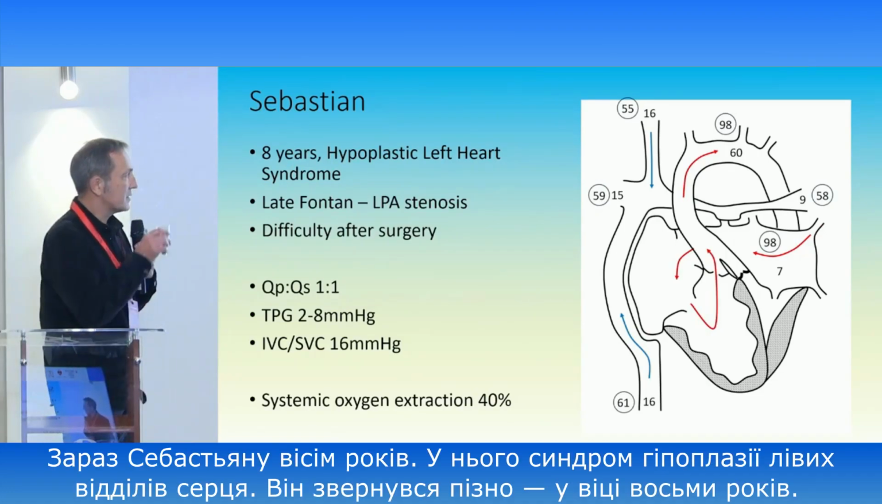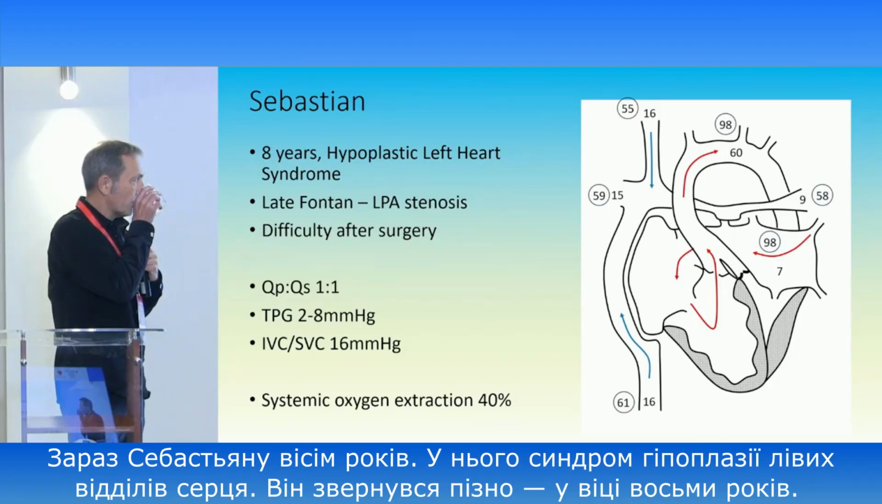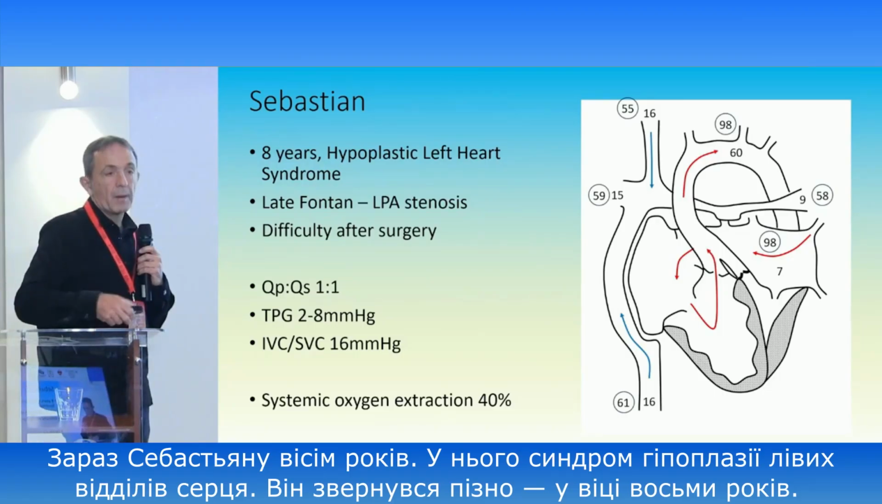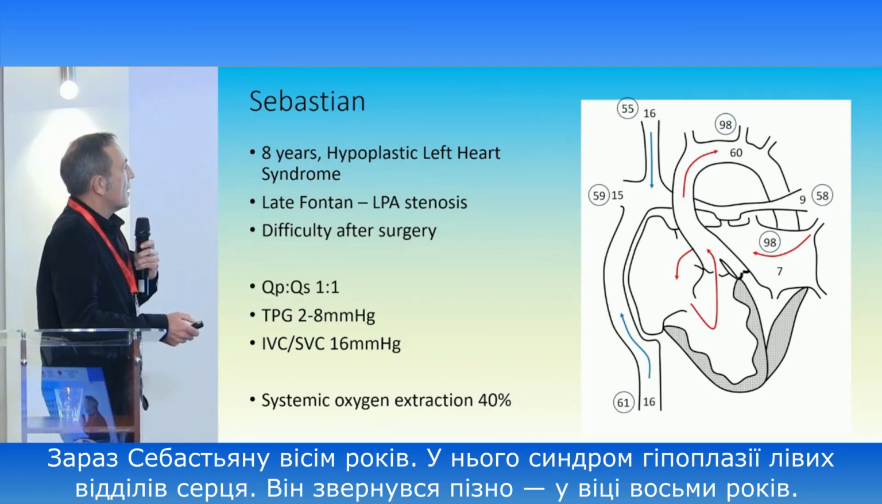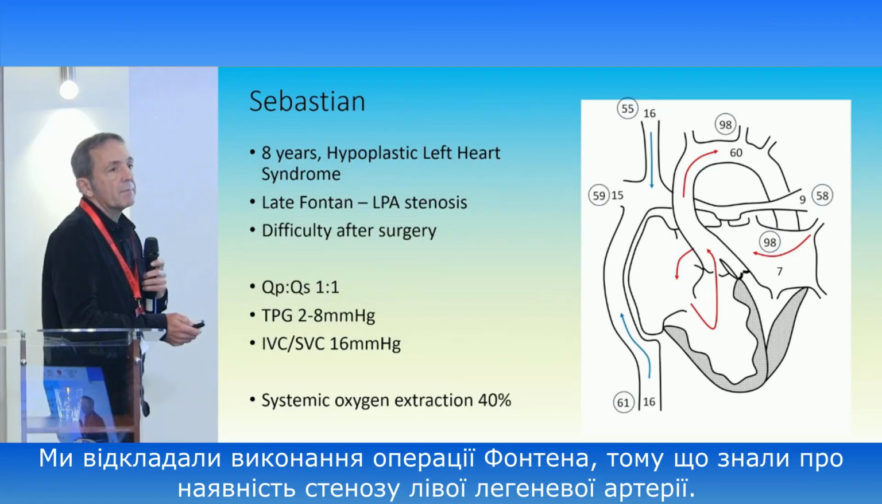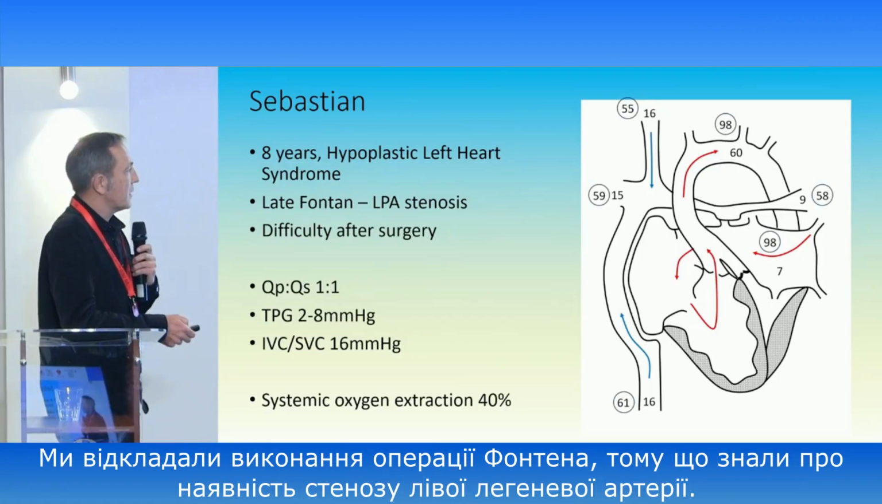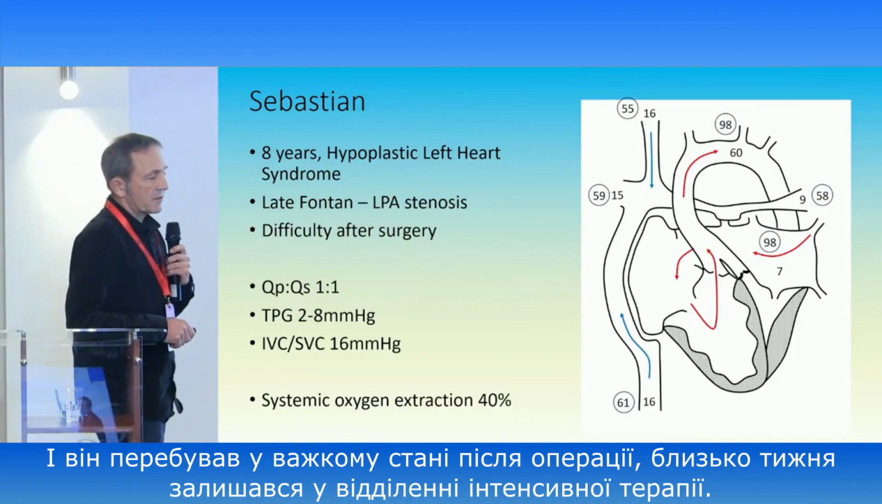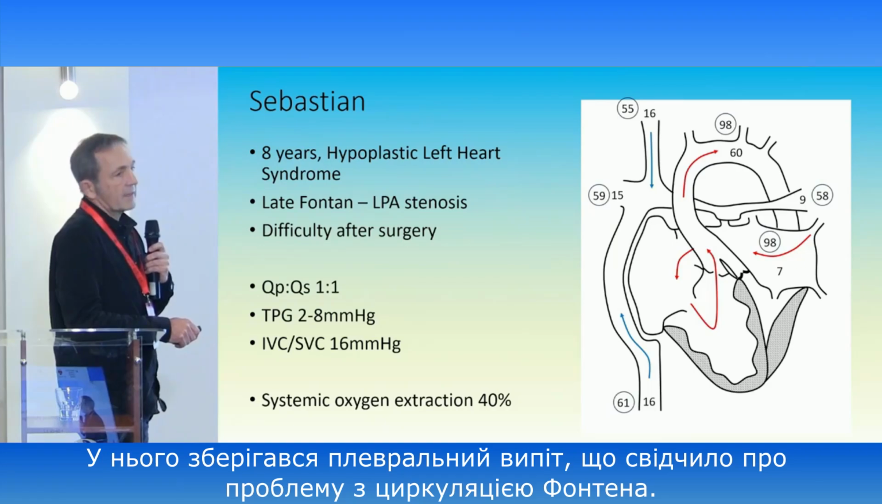Now, Sebastian is 8 years old. He has hypoplastic left heart syndrome. He came along age 8. We've been delaying his Fontan because we knew he had a left pulmonary artery stenosis. And he was struggling after the surgery. About a week after surgery, he was still in intensive care. He still had pleural effusion, suggesting there's a problem with the Fontan, and we took him to the cath lab.